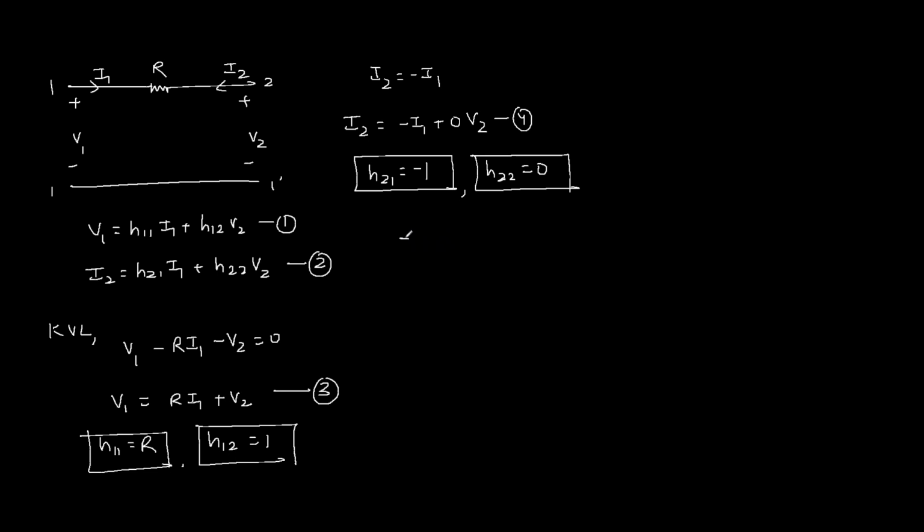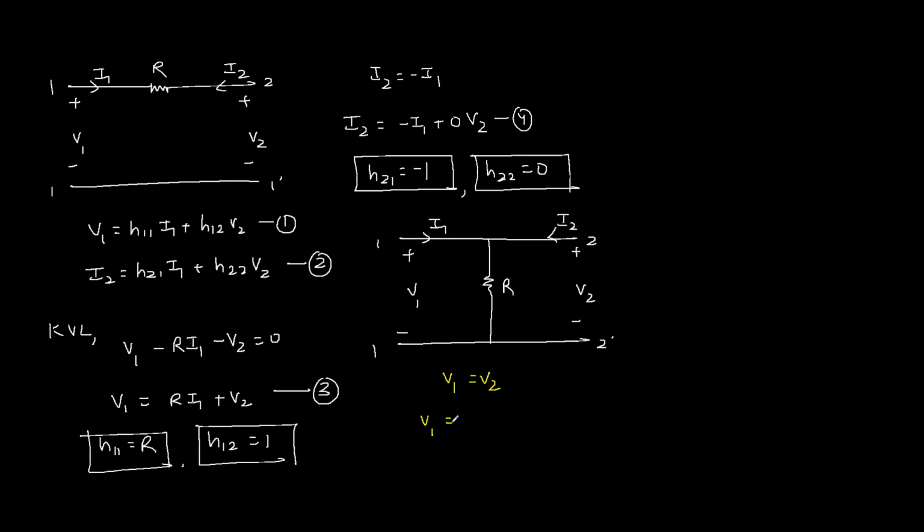Now let's take another circuit in which terminals 1 and 2 are short circuited, 1' and 2' short circuited, and resistance R is connected between them. Voltage at port 1 is V1, current is I1, voltage at port 2 is V2 and current is I2. Again we will write equations in the form of equation 1 and 2. So we can see that here the path is short circuited, so V1 is equal to V2. If we modify this equation, then this will be V1 equal to 0 I1 plus 1 V2.